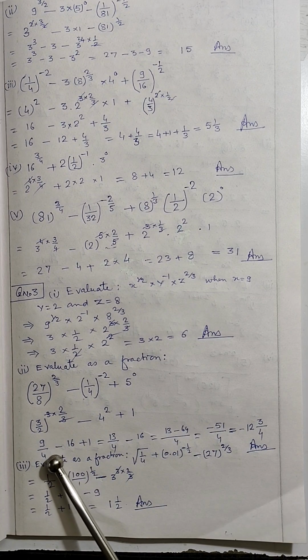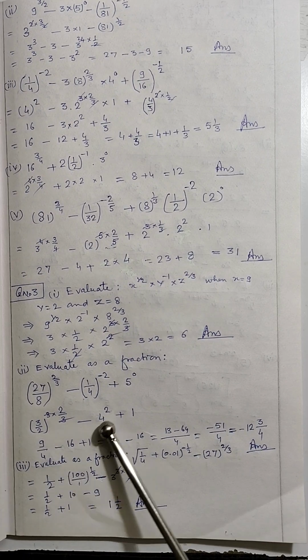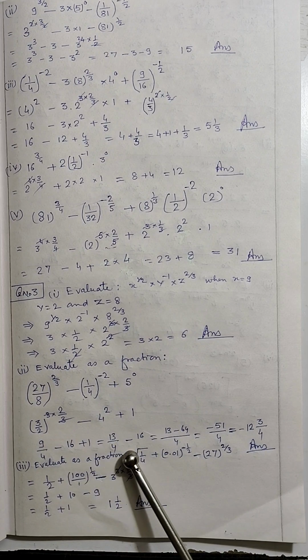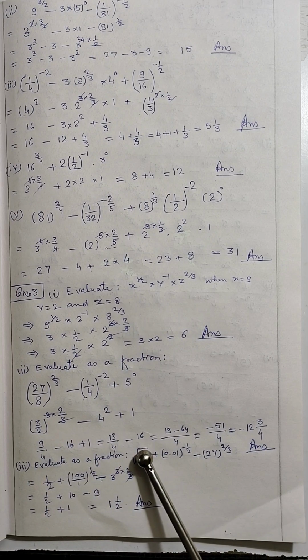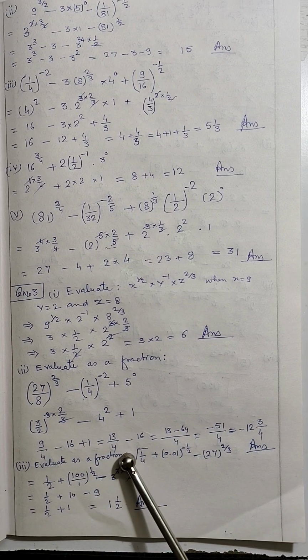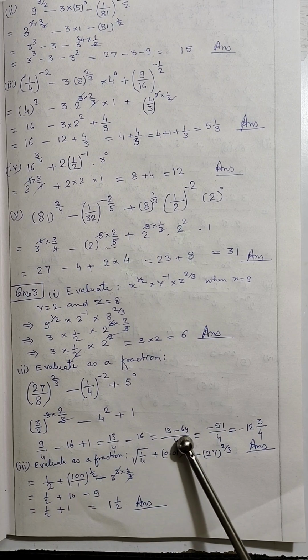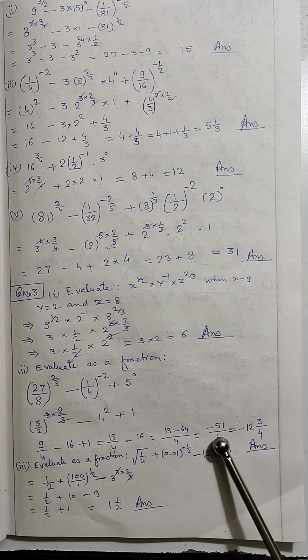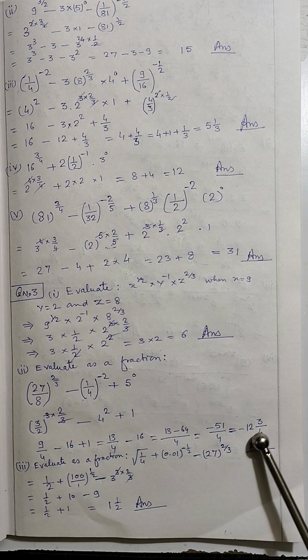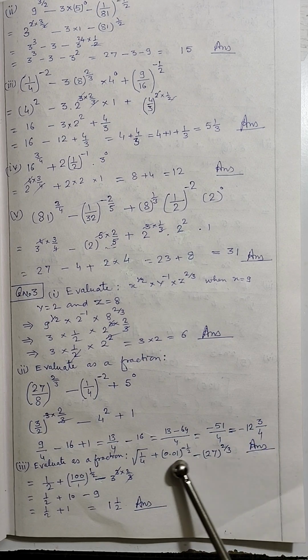So we are left with 3 by 2 whole square, that will be equal to 9 by 4. 4 square, that is 16. This will be 1. So 13 by 4 minus 16. See, 4 into 1 is 4 plus 9, that is 13 by 4. So 13 by 4 minus 16, it will be equal to 13 minus 64 by 4. It will be equal to minus 51 by 4, which will be equal to minus 12 and 3 by 4. This will be the answer of second part.